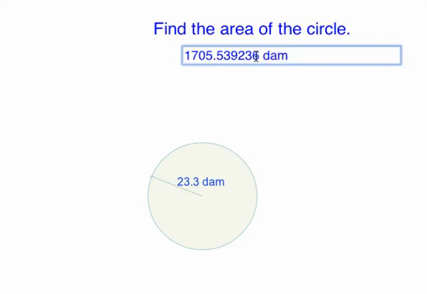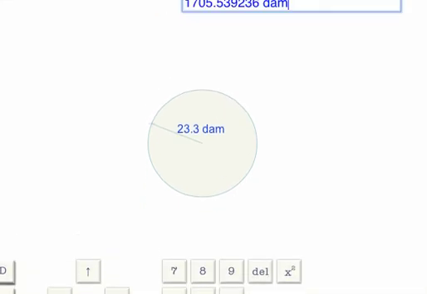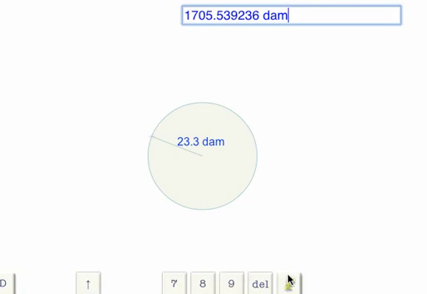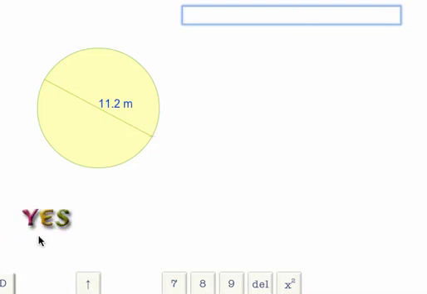Okay, so decameters, and we're talking about area, so decameters squared. Just down below here, there's a little square button. I'm going to click on that, and that becomes decameters squared. And that's your answer. So you press return, and yay!